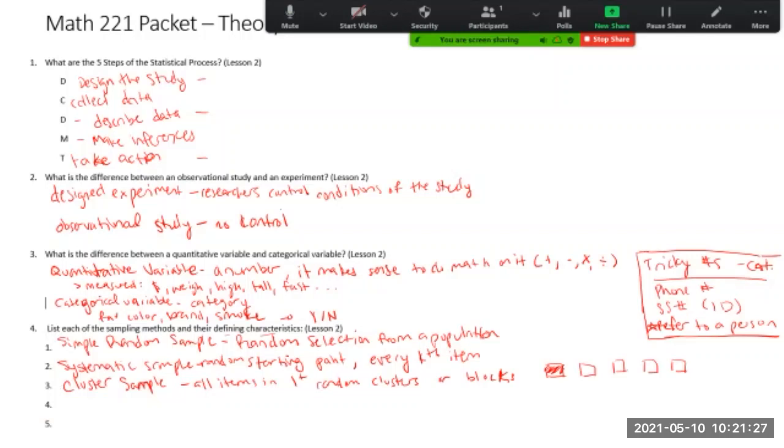Okay. Number 4 is going to be a stratified sample. And this is a simple random sample from every group.